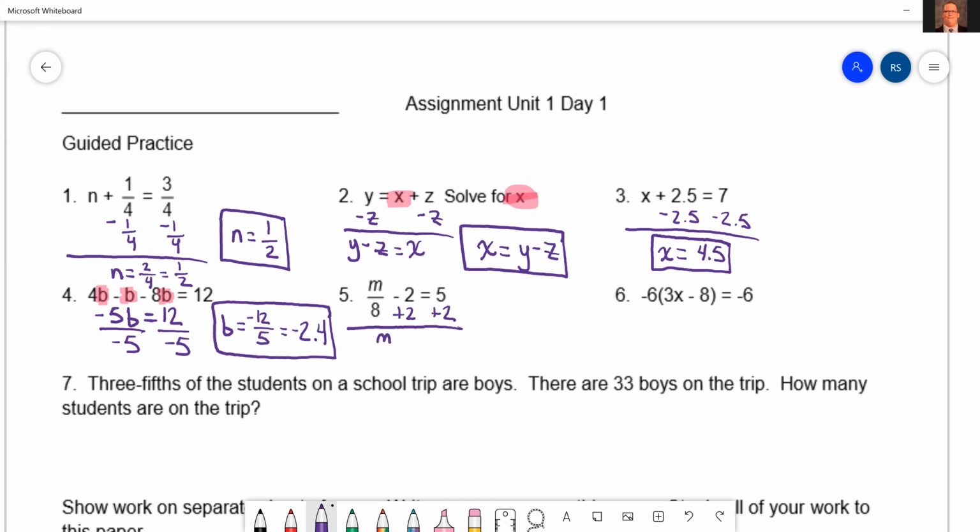We're going to get M over 8 equals 7. Now, since it's saying M divided by 8 equals 7, what's the opposite of division? Multiplication. So do times 8, times 8. It's going to leave you with M equals 7 times 8, which is 56.